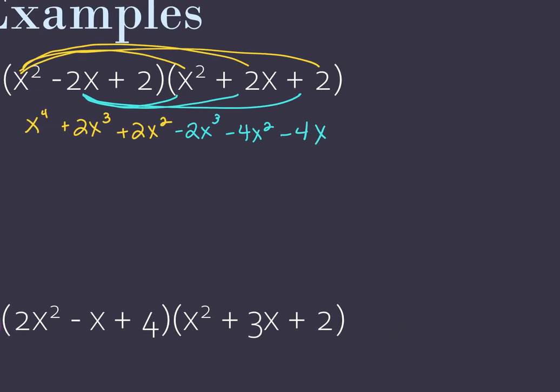And then I go to the last one. 2 times x squared, positive 2x squared. 2 times 2x, positive 4x. 2 times 2, positive 4.